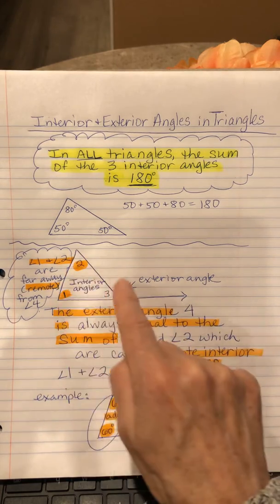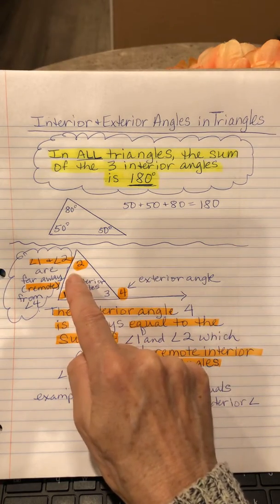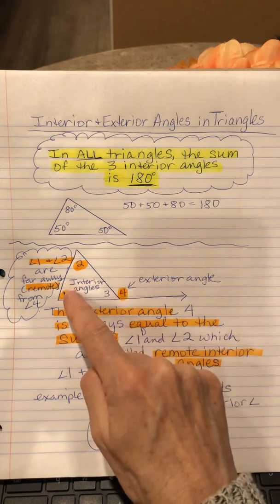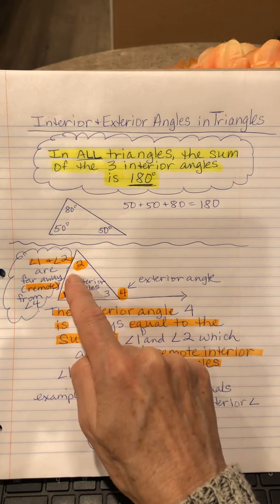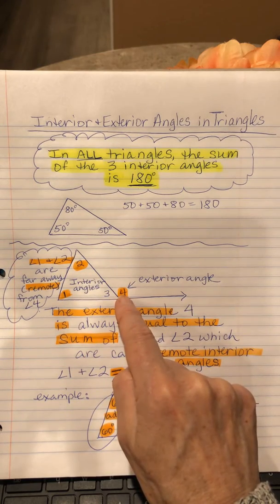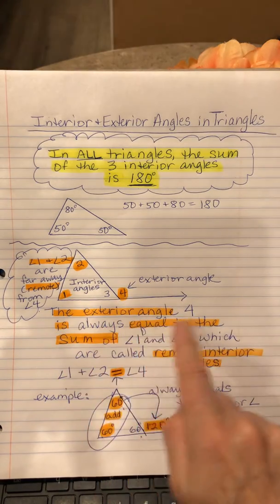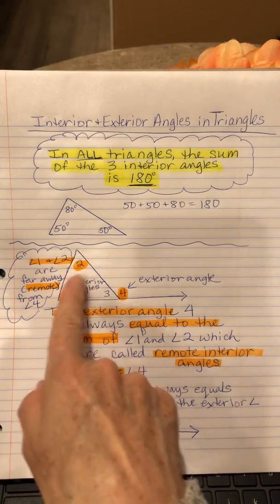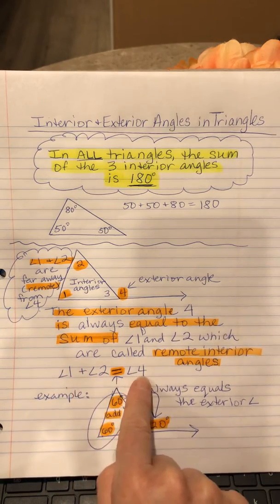So what do all these three things have in common? If you take these two angles and add them together, they always equal that exterior angle. The two remote interior angles, when added together, their sum equals that outside exterior angle. So here it is: the exterior angle 4 is always equal to the sum of angle 1 and 2, which are called remote interior angles. So angle 1 plus angle 2 equals angle 4.